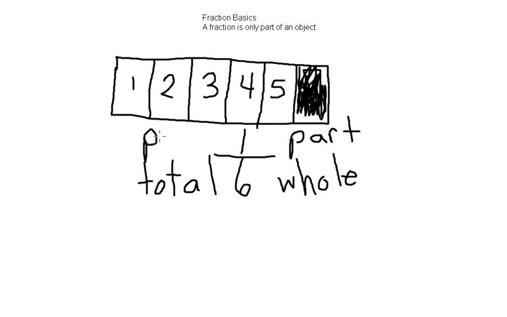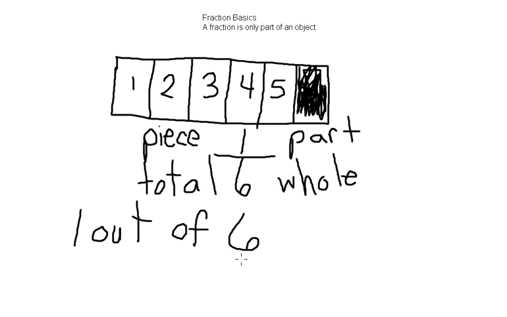So we could think about it as just a piece from our entire object, in this case the candy bar. So that's simple enough. Our friend ate one piece out of 6 pieces of the candy bar. So you could also think about it like this in words: 1 out of 6. So there's just the basic concept of understanding and looking at how to set up a fraction.